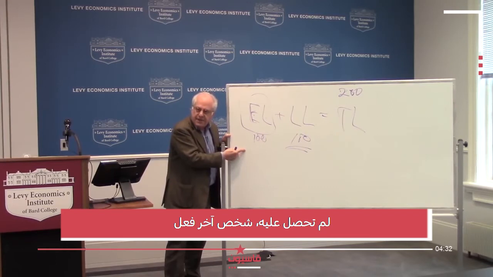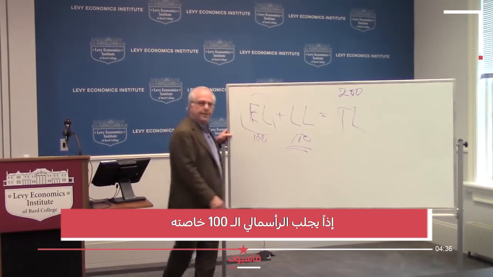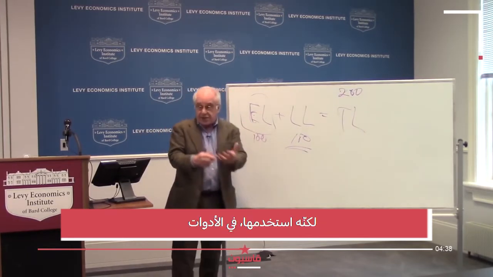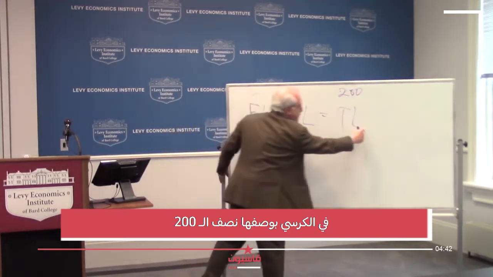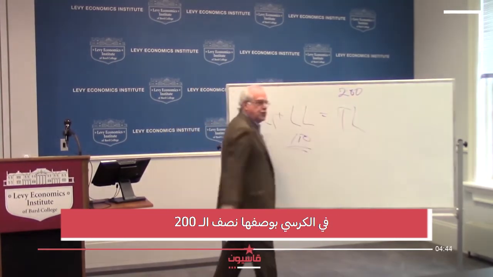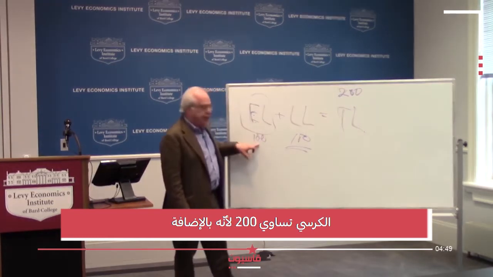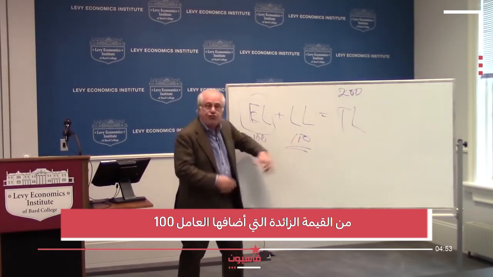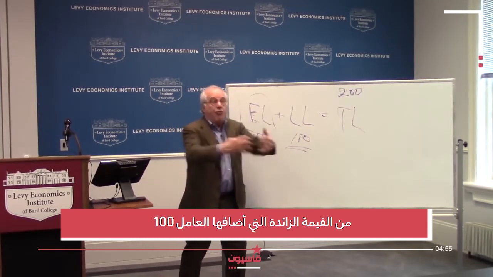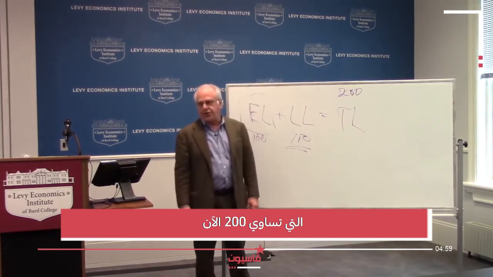Somebody else did. So the capitalist brings his 100. But he uses that up. That's the tools and equipment used up. So that 100 shows up in the chair as half of the 200 that chair is worth. And we know that the chair is worth 200 because in addition to the 100 of stuff used up, there was 100 more value added by the worker who worked to make the chair that's worth 200.